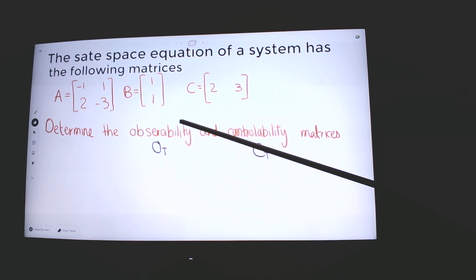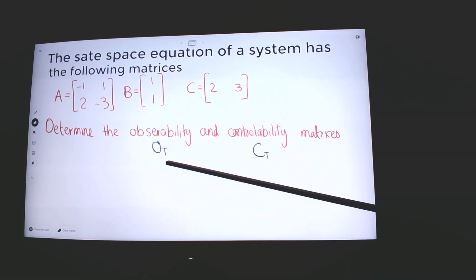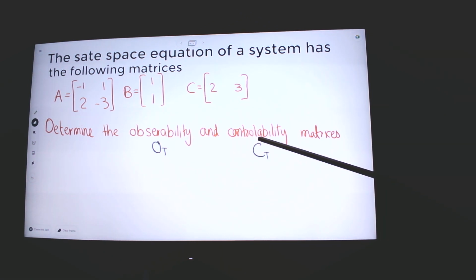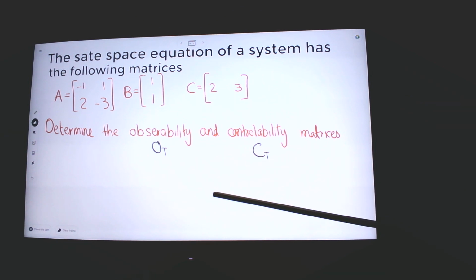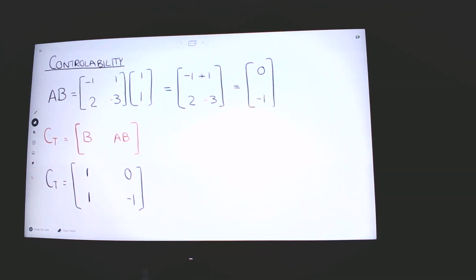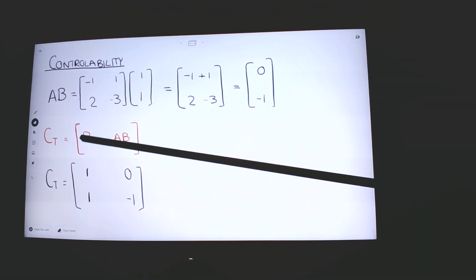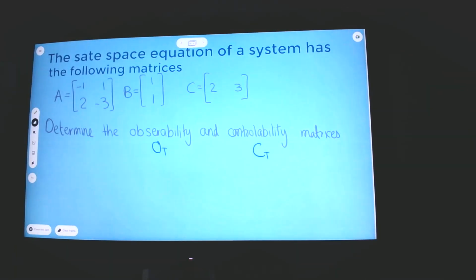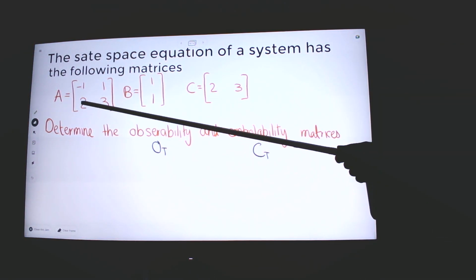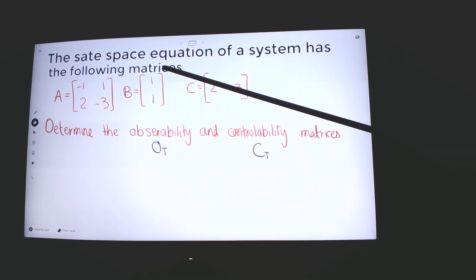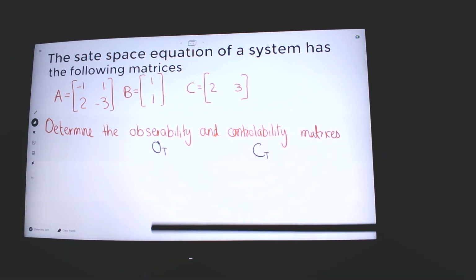Now observability is denoted by an OT, the observability matrix, and controllability, I'm just going to call CT matrices. Now how do we figure this one out? Let's go to the next slide. Now the matrices are given, so let's say the matrix A is given, the matrix B is given, and the matrix C is given. So we got the A, B, and C matrix.